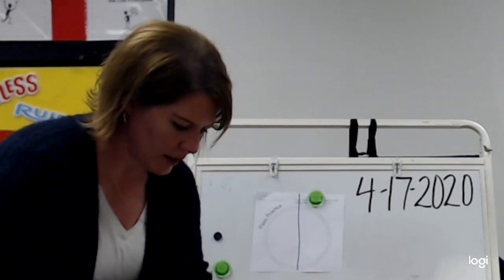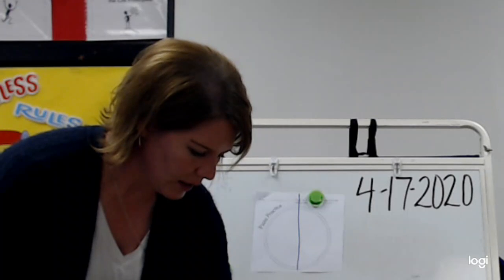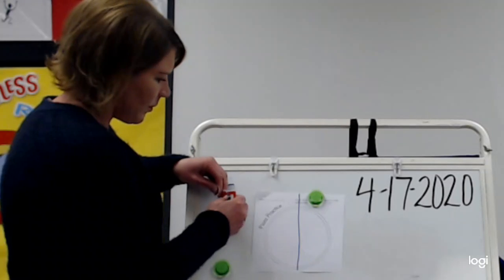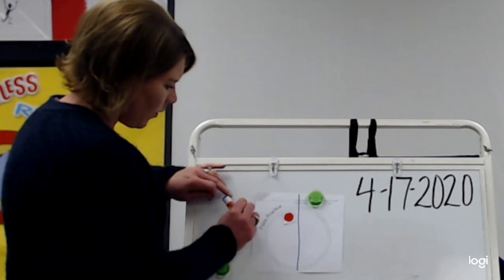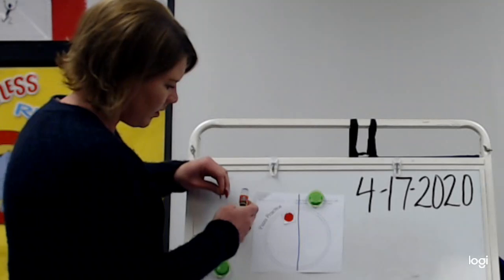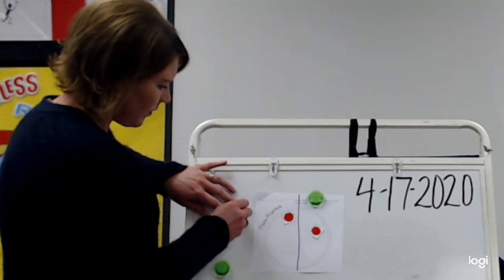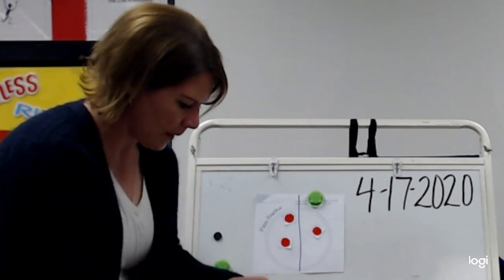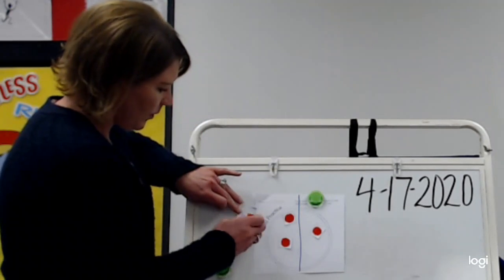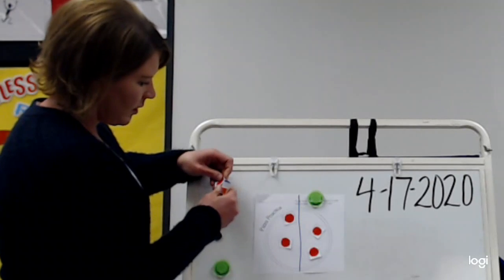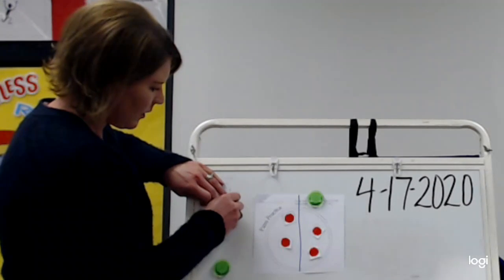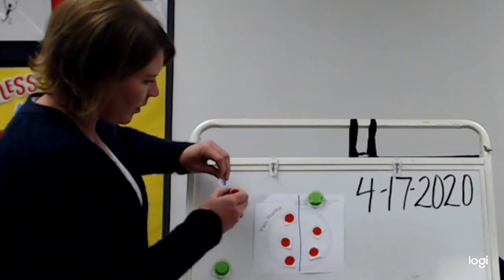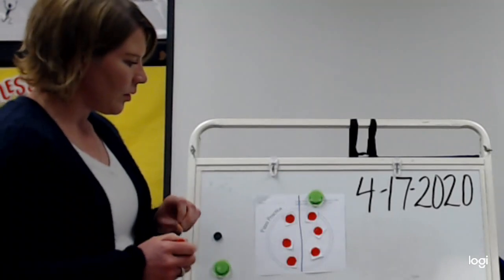So let's get started. We'll use our glue sticks, and we'll do it this way. One pepperoni for me, one pepperoni for her, one pepperoni for me, and let's keep going. One pepperoni for Miss Barrett, one pepperoni for me, and one for her.